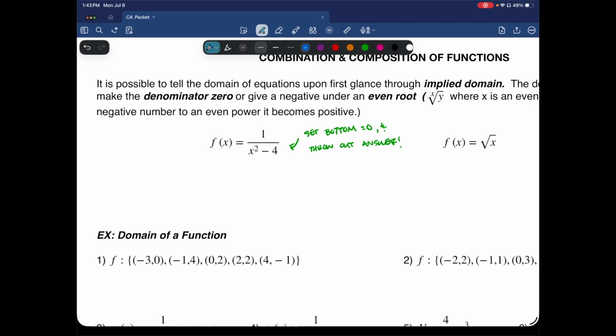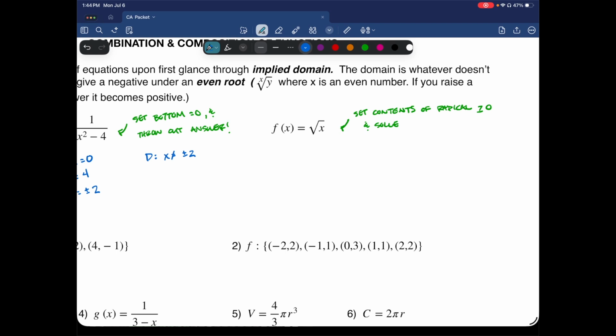And as we talked about in a previous lesson, I can factor this or I can use the square root property. So if I do x squared equals 4, I can take the square root of both sides, and I get x equals plus or minus 2, which means those two are going to make the bottom 0. So if I take those out of my domain, then I don't have a problem. So my domain in this situation would be x does not equal plus or minus 2. I set them equal to 0, find out what makes it 0, and then throw it out.